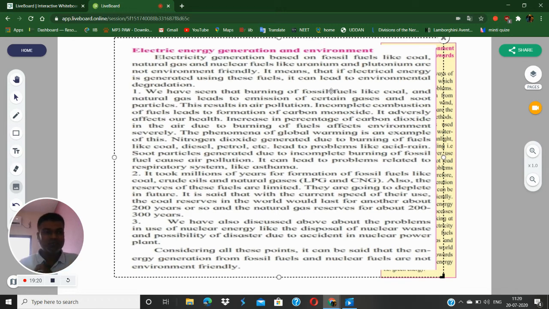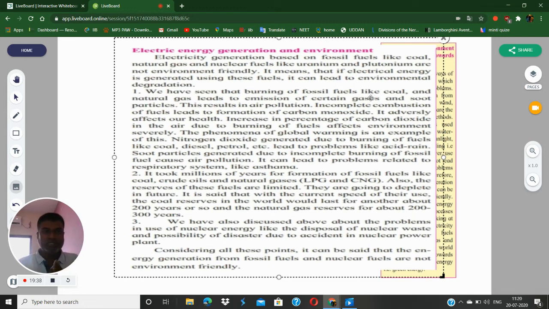Conservation of the environment. Let's see, so it means that if electricity or electric energy is generated using this fuel, it can lead to environmental degradation. There, the environment was degraded.